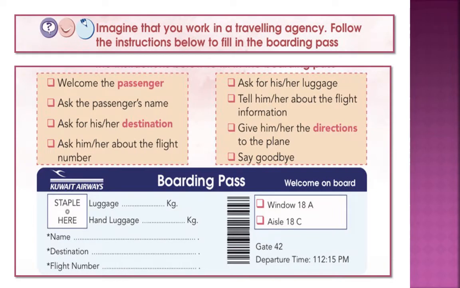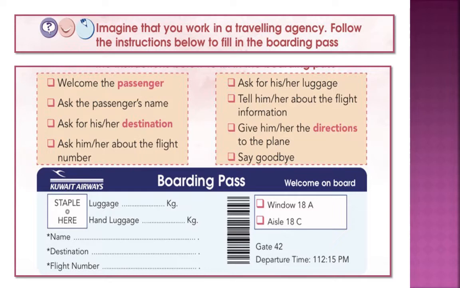Imagine here in this page that you work in a traveling agency. Follow the instructions below to fill in the boarding pass. Welcome the passenger. Ask the passenger's name. Ask for his or her destination. Ask her about the flight number. Ask for her luggage. Tell him or her about the flight information. Give him or her the directions to the plane. Say goodbye.